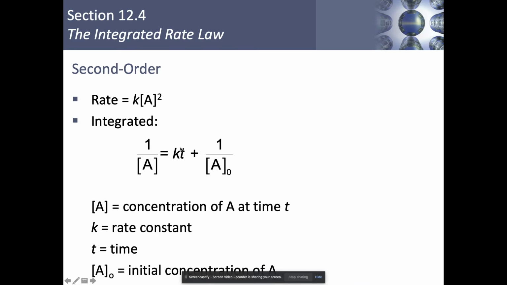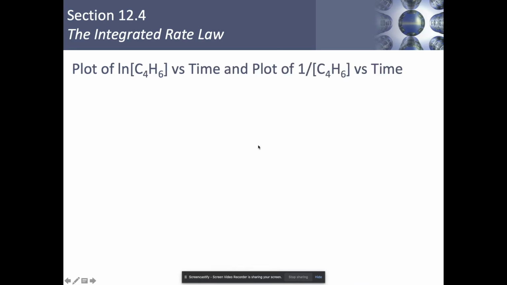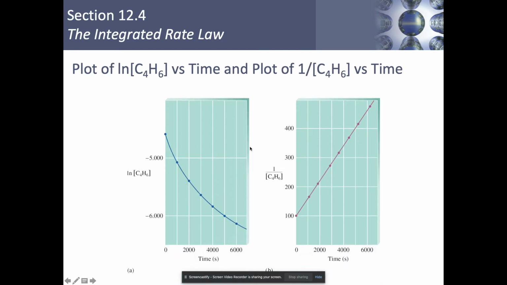Again, what does this look like? Y equals mx plus b, just like the previous one. So we're really looking again at lines. What if I were to plot the natural log of a second order reaction? I get this weird curve, but guess what? If I do 1 over A instead, I get a nice straight line. So again, finding the slope of this line is the easiest way to get what K is.